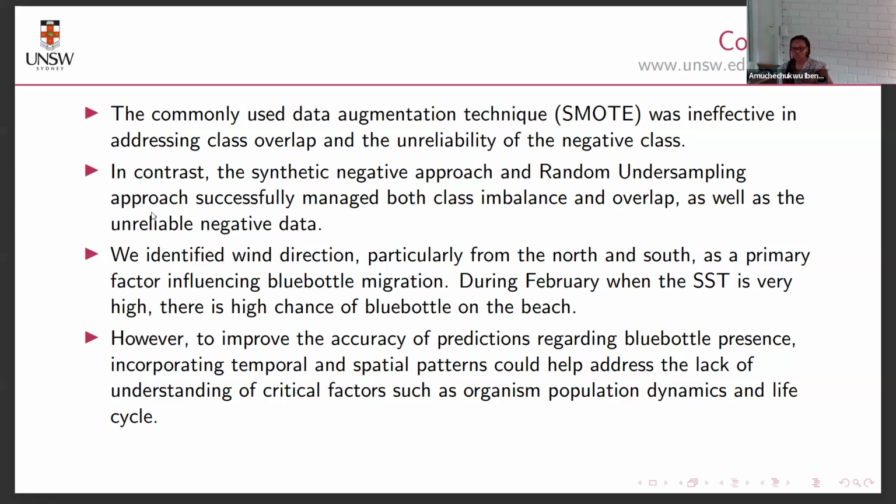However, to improve the accuracy of prediction regarding bluebottle presence, incorporating temporal and spatial patterns could help us address the lack of understanding. And then we could look into the population dynamics and life cycle, which will help us ascertain that the absent data we are imputing are reliable.